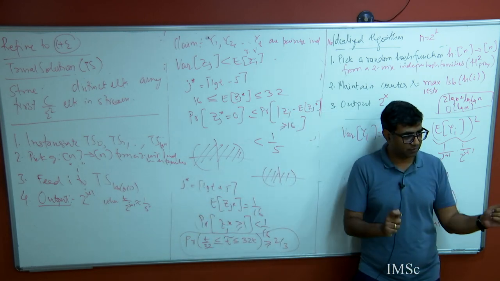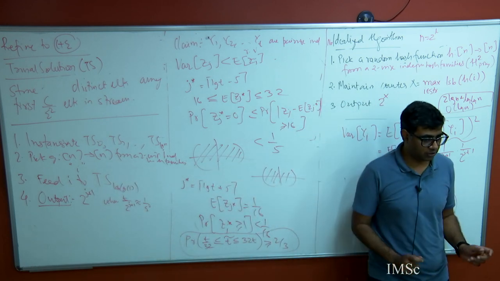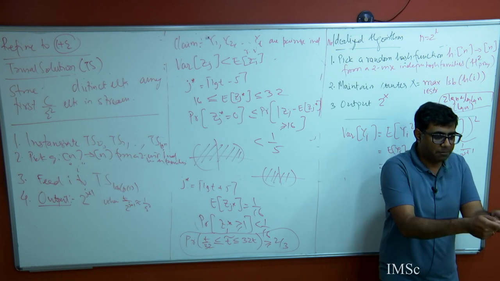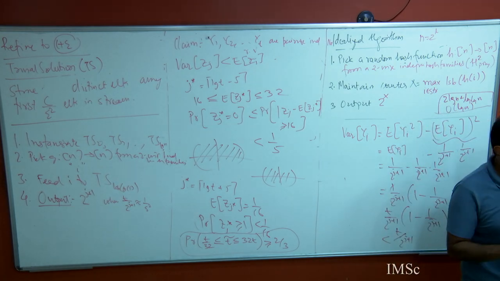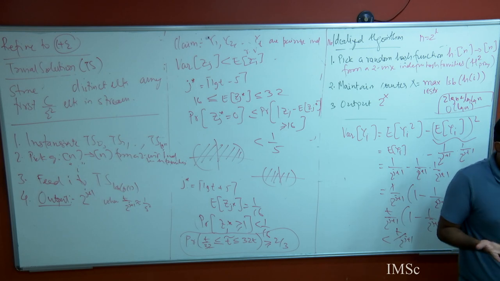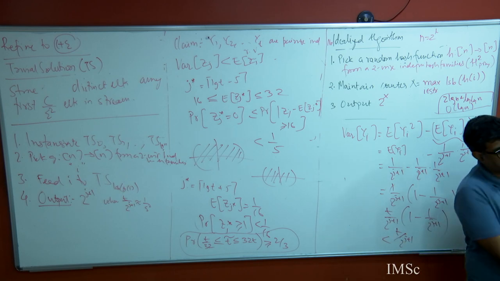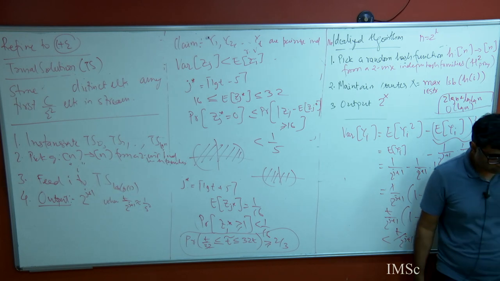Whenever a stream comes, I also have chosen a pairwise independent random hash function. I look at the number, I look at its least significant bit, and based on that, I feed it to one of these TS algorithms. Okay, that's it. This is the end of the algorithm. And what does this TSi algorithm do? It just looks at the first c by epsilon square elements in the stream which I have fed and keeps the distinct number of elements. Okay.